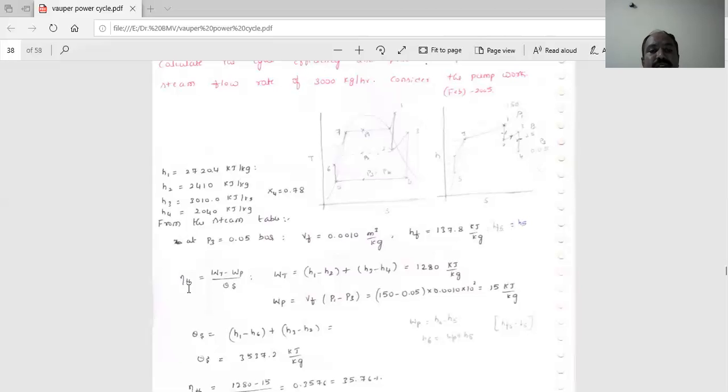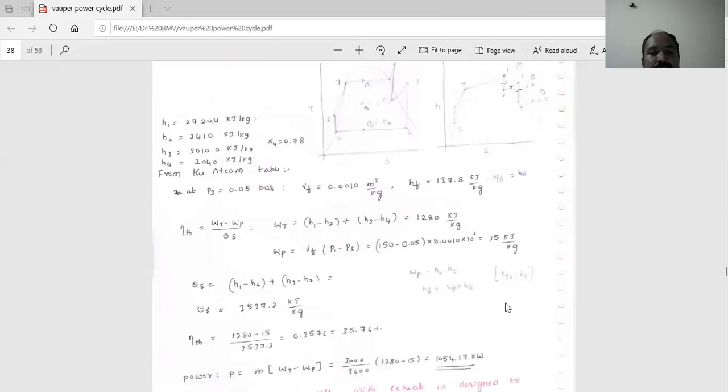Okay, then the thermal efficiency is equal to WT minus WP divided by heat supply. WT is equal to H1 minus H2 plus H3 minus H4. It becomes 1280 kilojoules per kg. Pump work is equal to VF into P1 minus P3. That is, P1 is 150 minus 0.05 into 0.0010 into 10 to the power of 2. That becomes 15 kilojoules per kg. The QS is equal to H1 minus H6 plus H3 minus H2. QS becomes 3537.2 kilojoules per kg.